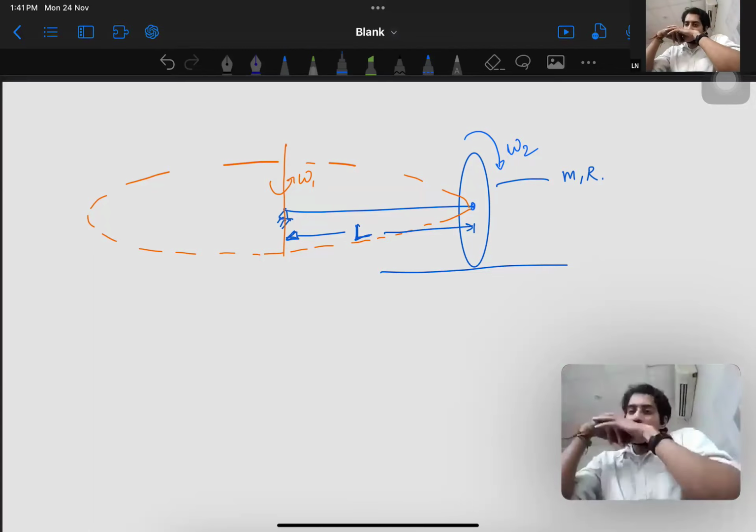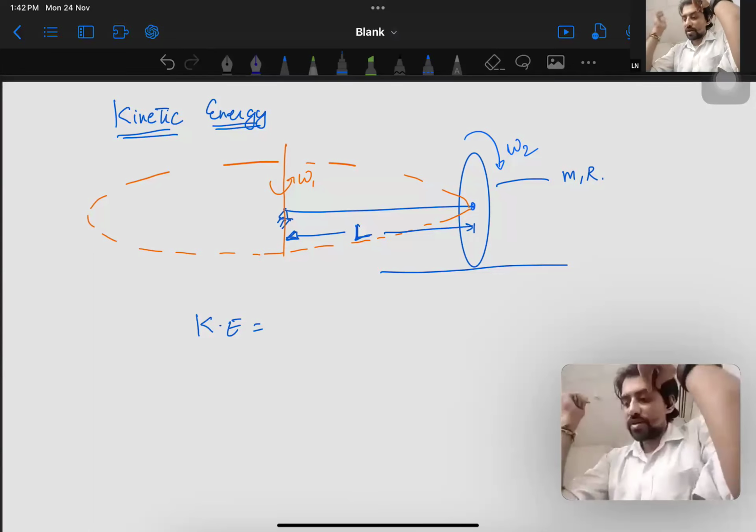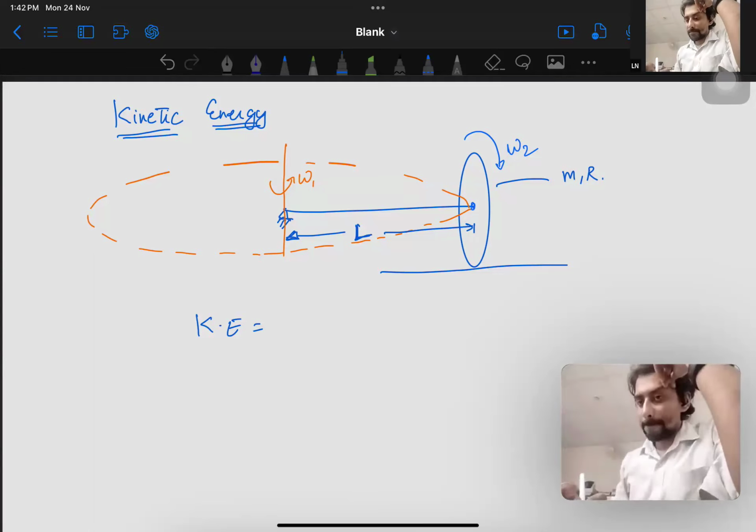Now it's easiest if you were to write the kinetic energy as equal to the sum of the two rotational kinetic energies, instead of trying to write it as kinetic energy of translation plus the kinetic energy of rotation. Why? Because these are two axes. One is the hinge, one is its own passing through its center of mass. So we'll write it this way.